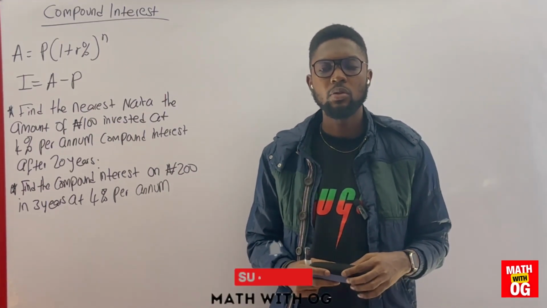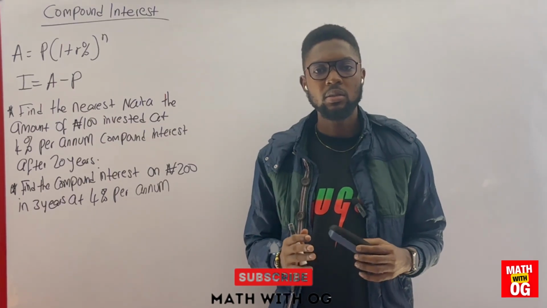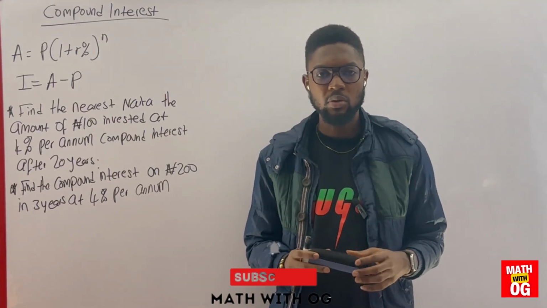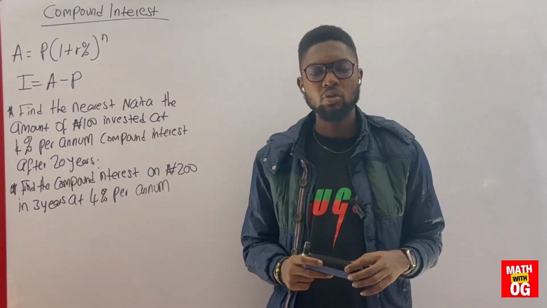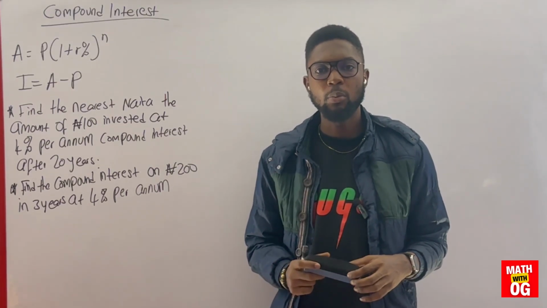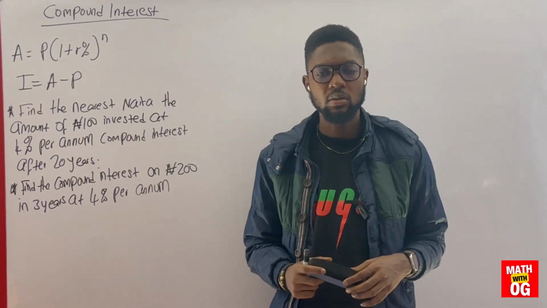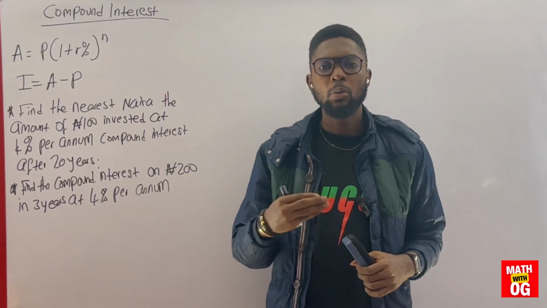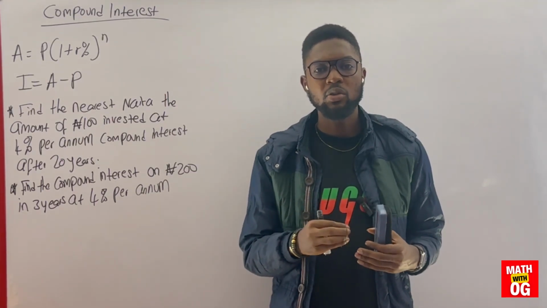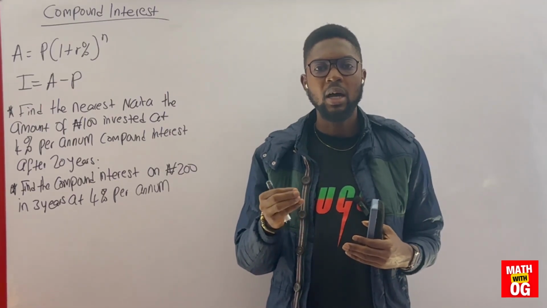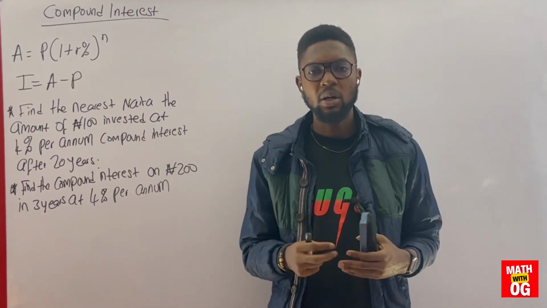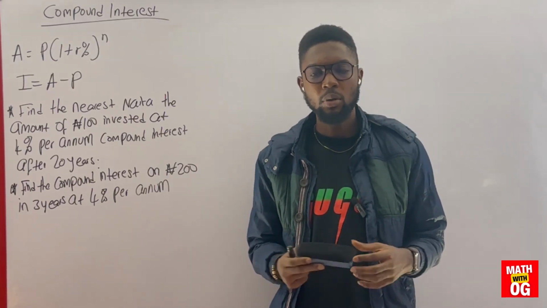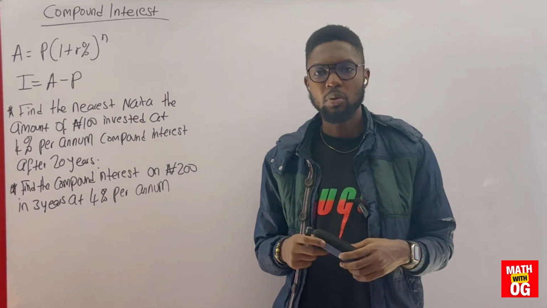Remember in our previous video, I told you that in simple interest, your principal remains constant and your rate remains constant. However, in compound interest, your rate is still constant, but your principal is no longer constant. That means your principal changes based on when an interest is added to your money. So if it is done annually, your principal changes annually. If it is done monthly, your principal changes monthly.